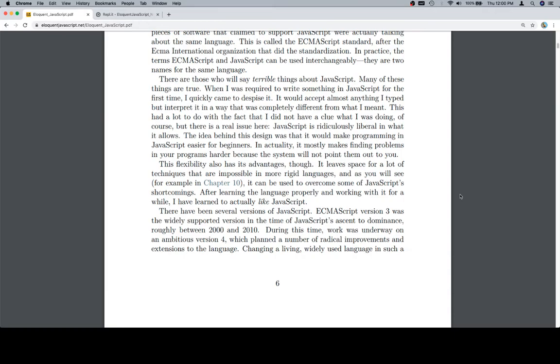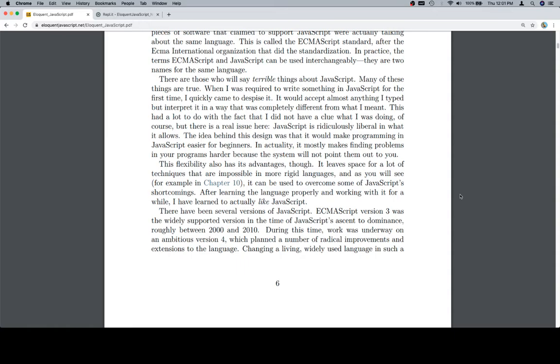But there is a real issue here. JavaScript is ridiculously liberal in terms of what it allows. The idea behind this design was that it would make programming in JavaScript easier for beginners. In actuality, it mostly makes finding problems in your programs harder because the system will not point them out to you. This flexibility also has its advantages, though.